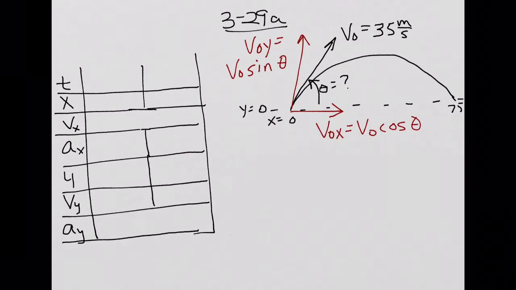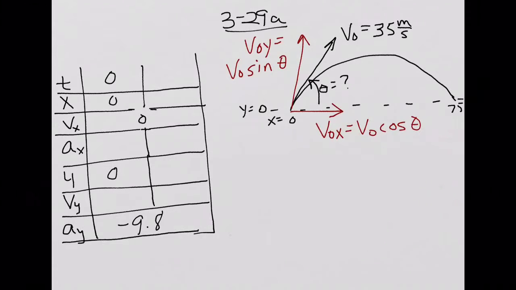Stop the tape and take a minute to fill out this table as completely as you can. You should be able to fill out almost every cell. So what is it we know? Well, at time t equals 0, our position in the x and y is 0. In the acceleration, my y acceleration is 9.8 meters per second squared, and my acceleration in the x direction is 0.